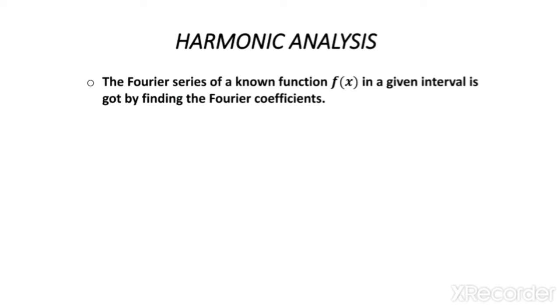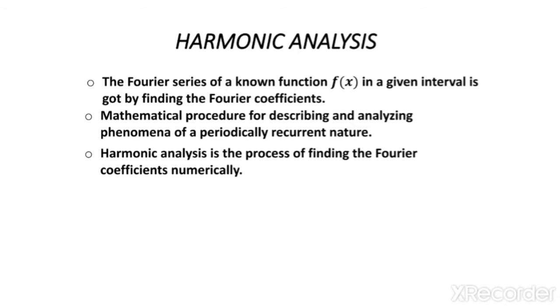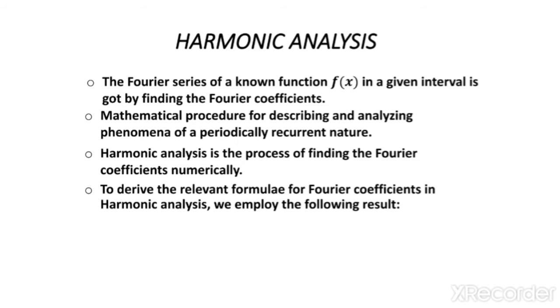The Fourier series of a known function f(x) in a given interval is obtained by finding the Fourier coefficients. It is a mathematical procedure for describing and analyzing phenomena of a periodically recurrent nature, which I have already explained. Harmonic analysis is the process of finding the Fourier coefficients numerically. So here we need to find the Fourier coefficients in a numerical way. To derive the relevant formula for Fourier coefficients in harmonic analysis, we employ the following result.